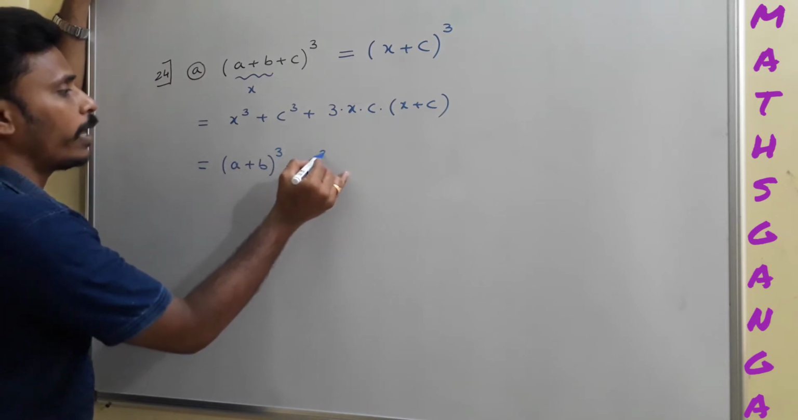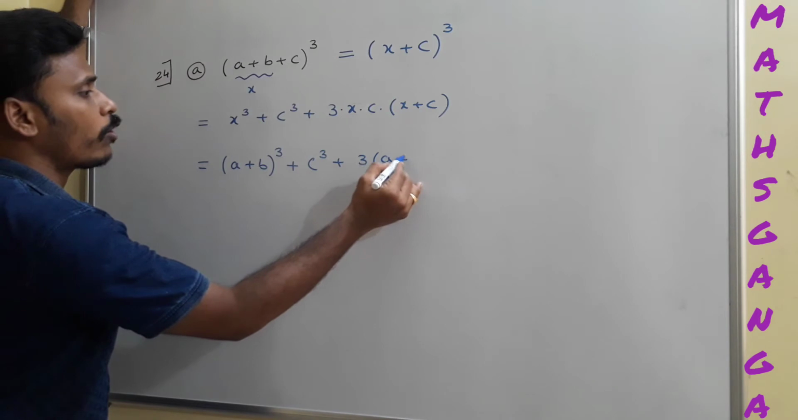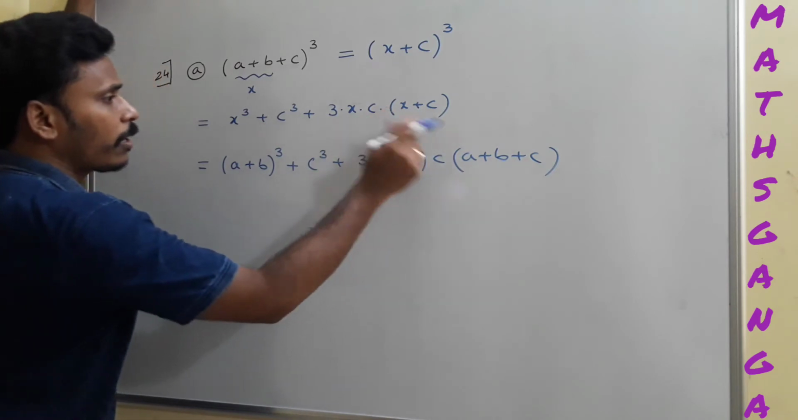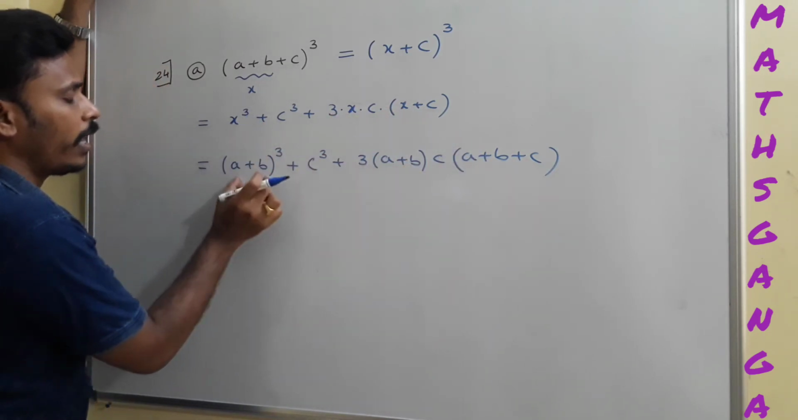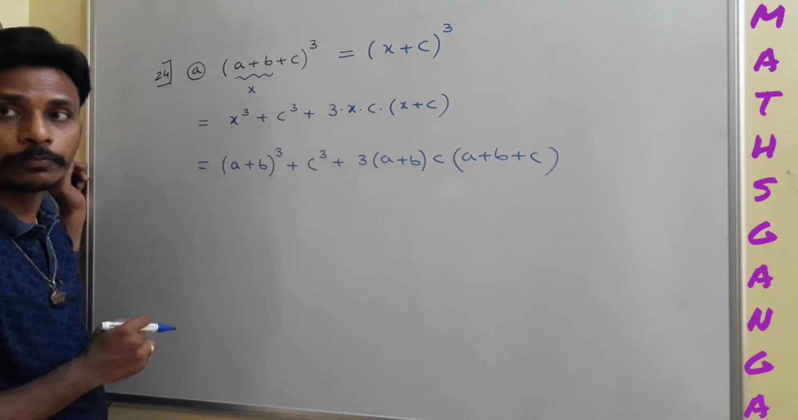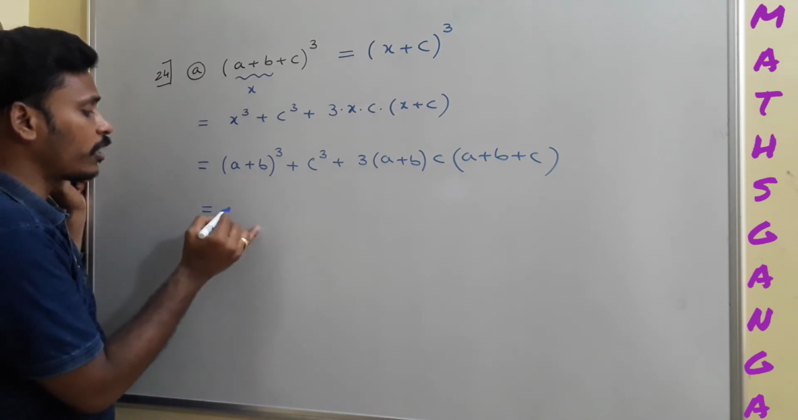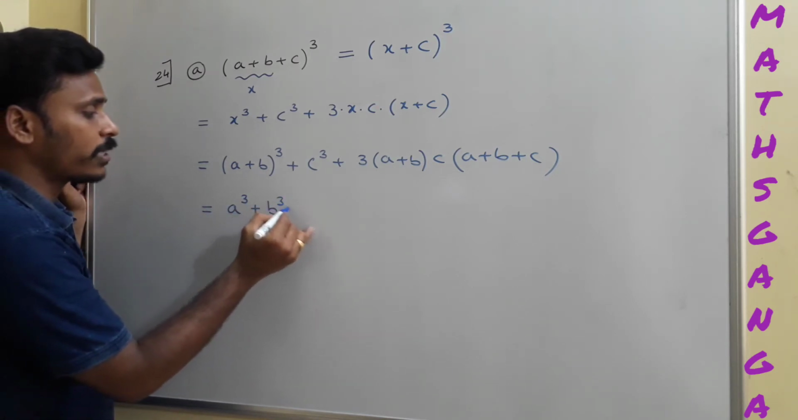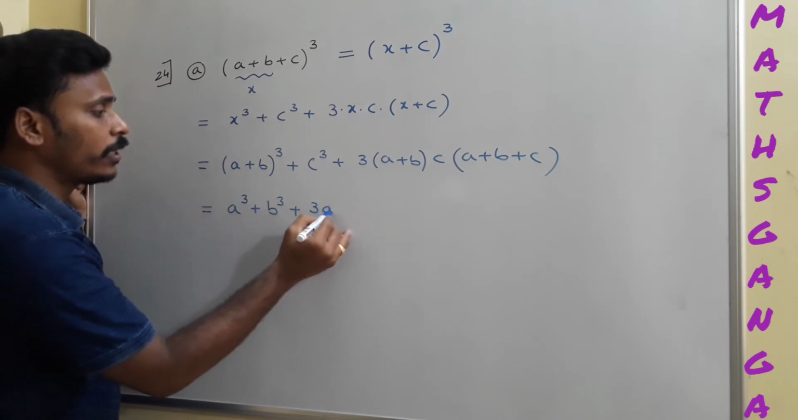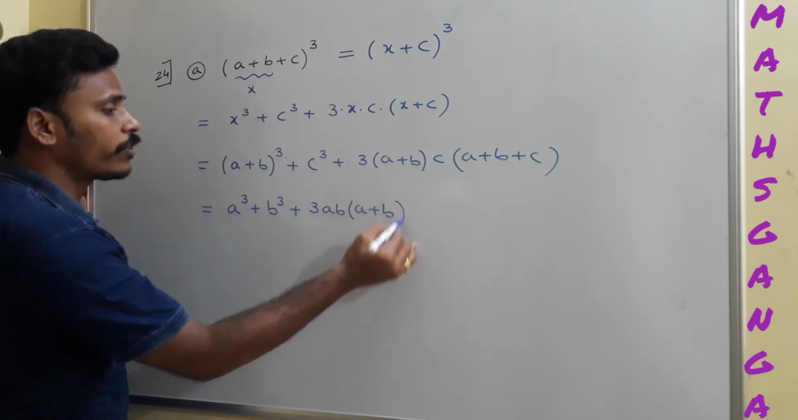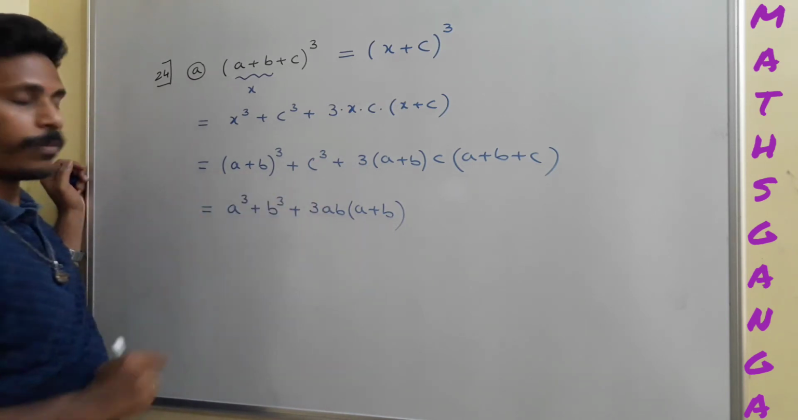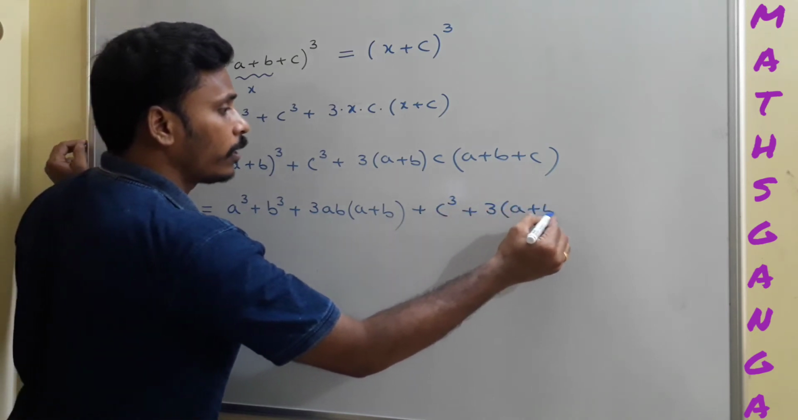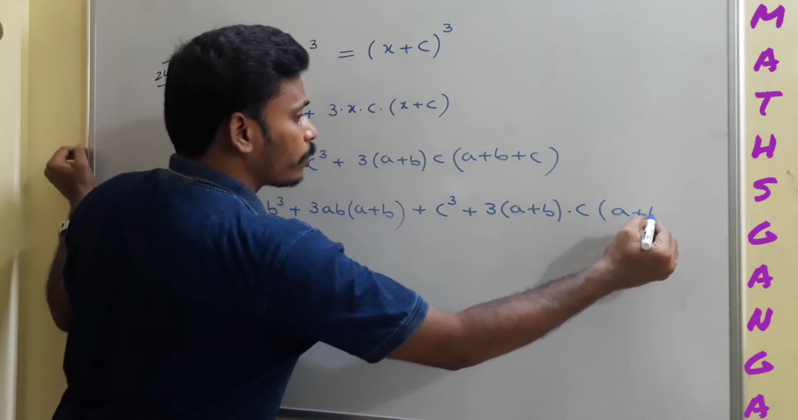So a plus b whole cube plus c cube plus 3 times of a plus b into c of a plus b plus c. Just replace x with a plus b. Now a plus b whole cube is just nothing but a cube plus b cube plus 3ab of a plus b. Is it right? a cube plus b cube plus 3ab of a plus b plus c cube plus 3 of a plus b into c of a plus b plus c.